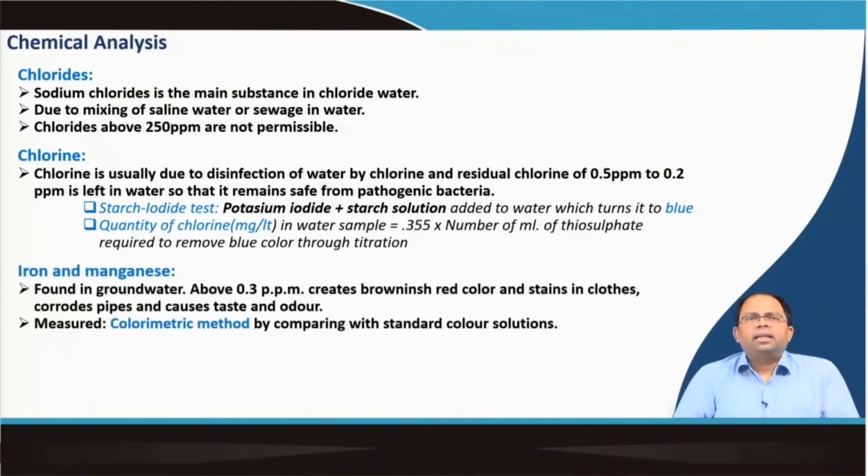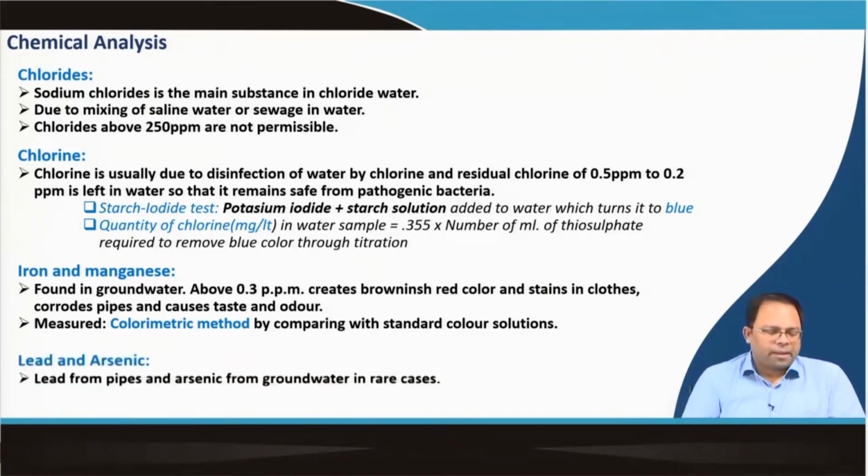Then iron and manganese, usually found in groundwater. Above 0.3 ppm, particularly for iron, they create a brownish red color, and this creates stains in cloth. It also corrodes pipes, and some taste and odor issues also result from this. This could be measured using the colorimetric method by comparing with standard color solutions, same as earlier.